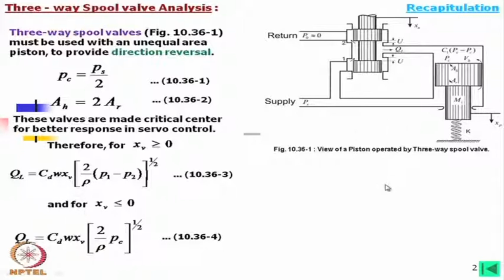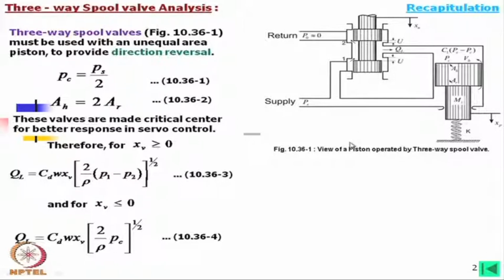CD should be determined experimentally, but normally for such a spool where these edges are very sharp, this CD can be taken from the von Mises model, which is around 0.62, 0.63, something like that. So, normally we do not need to go for any special experiment for such valves. But the W, in case of that full open valve, that means the full groove, the W is equal to pi into D.